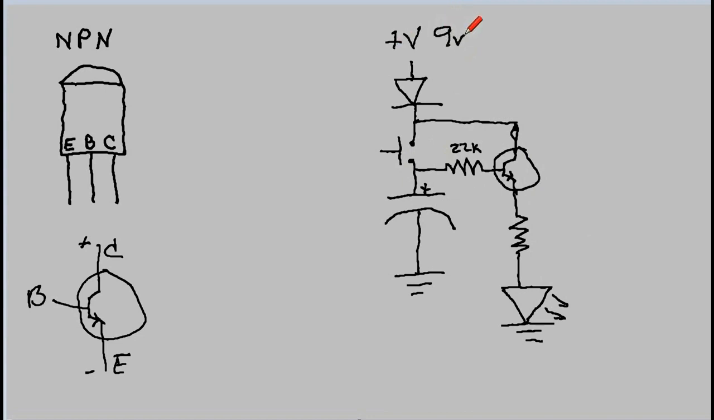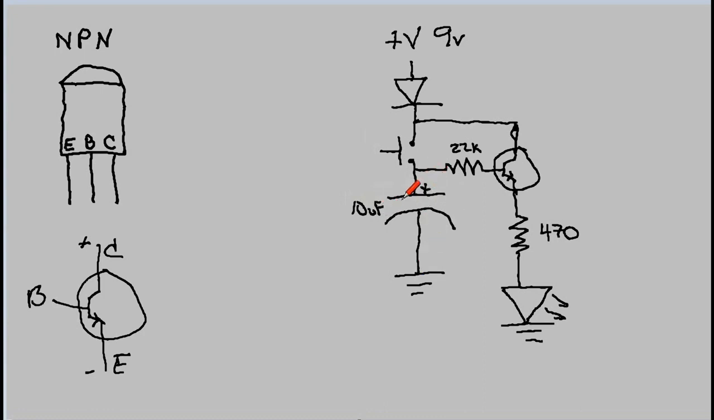9 volts. Okay, so we'll use a 470 ohm resistor here. And we'll just call this capacitor 10 UF, 10 microfarads.